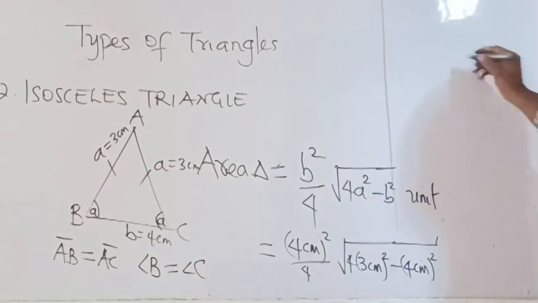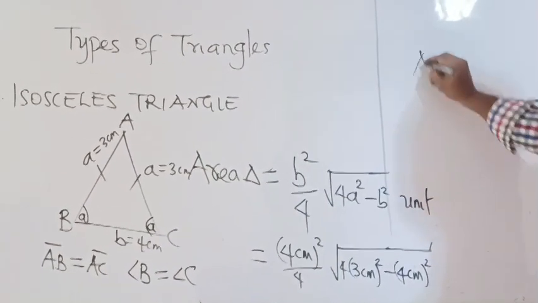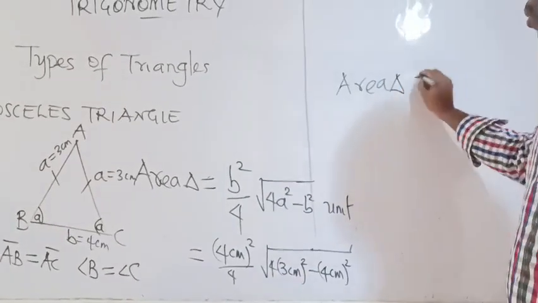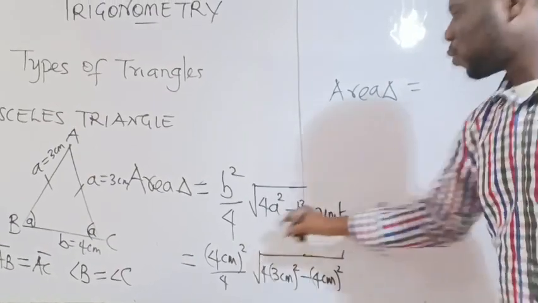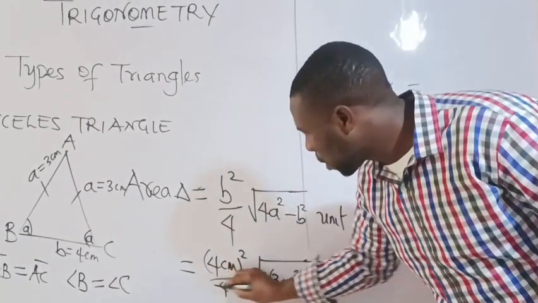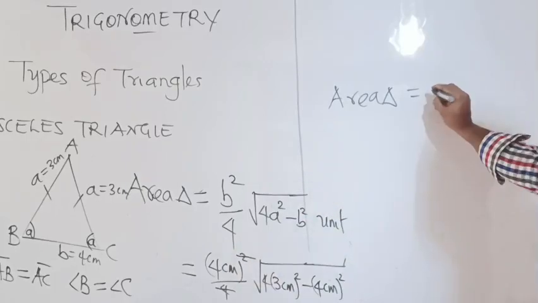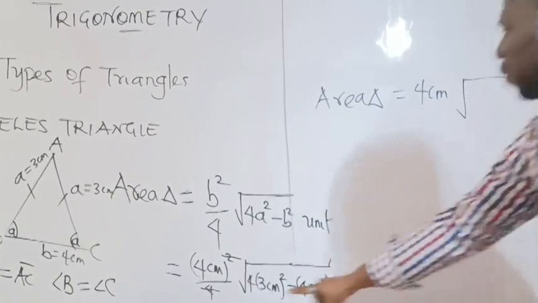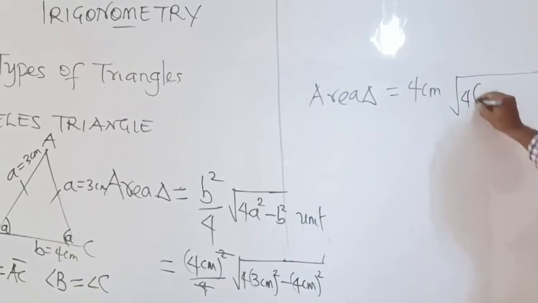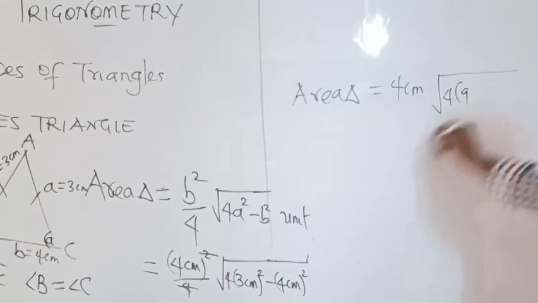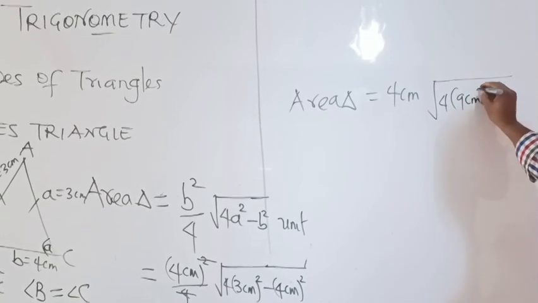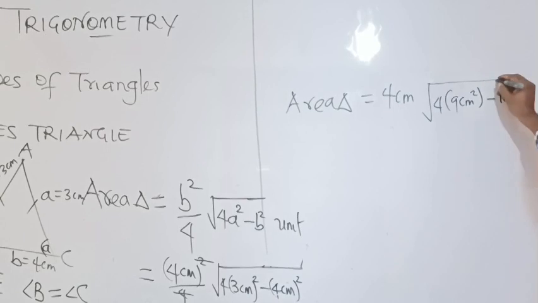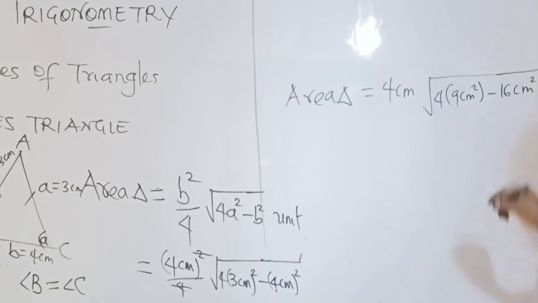So the area of the isosceles triangle becomes 4 raised to power 2 is 16, but clearly I lose one of the 4, so I'm left with 4 centimeter there. The square root of 4, and I have 4 times 3 raised to power 2 is 9, so I have 9, centimeter squared out of that. Centimeter raised to power 2 minus 4 raised to power 2 is 16. Then I have centimeter raised to power 2.